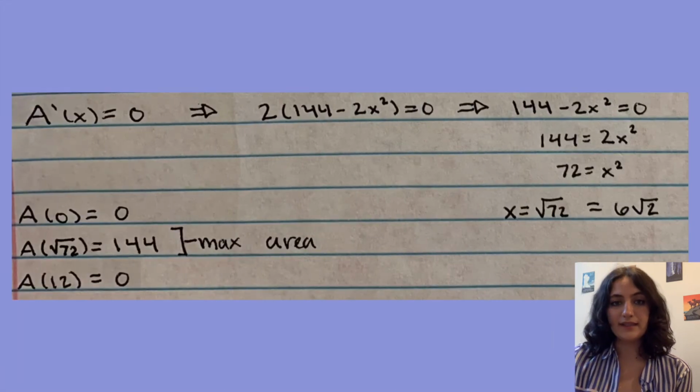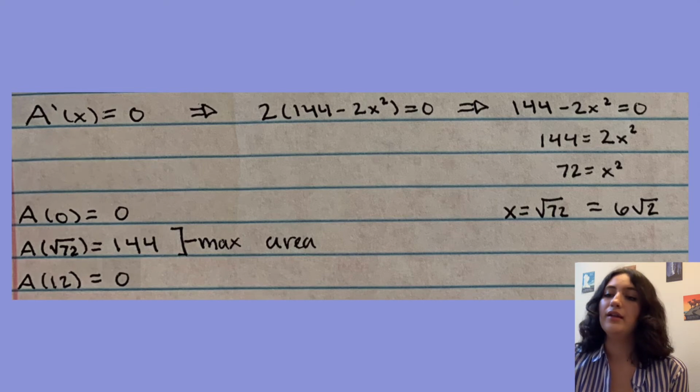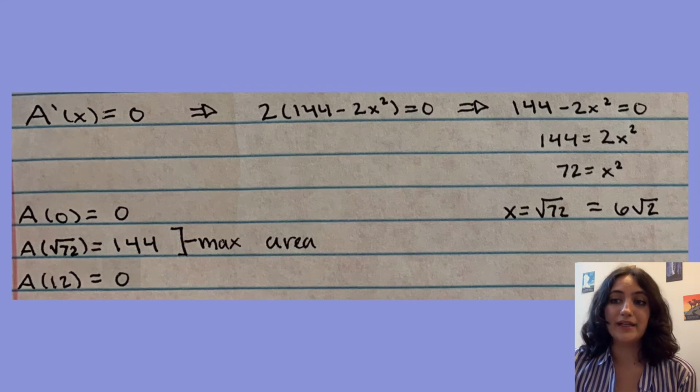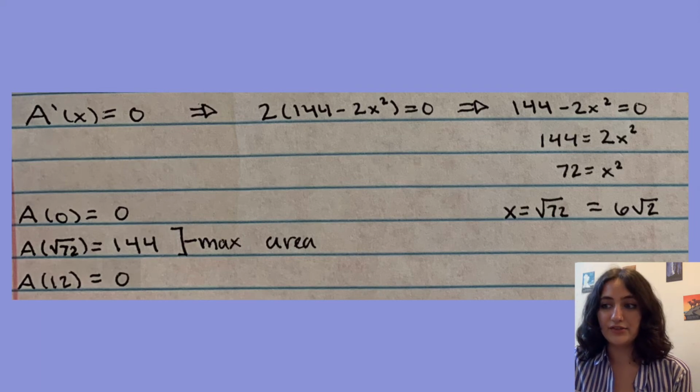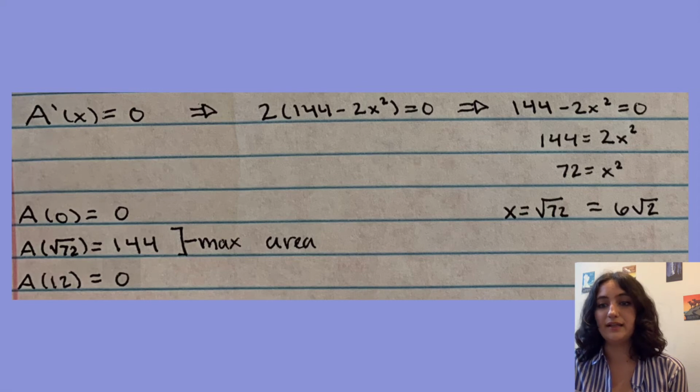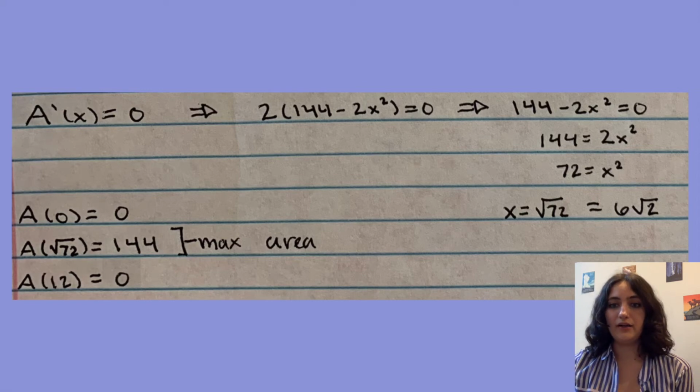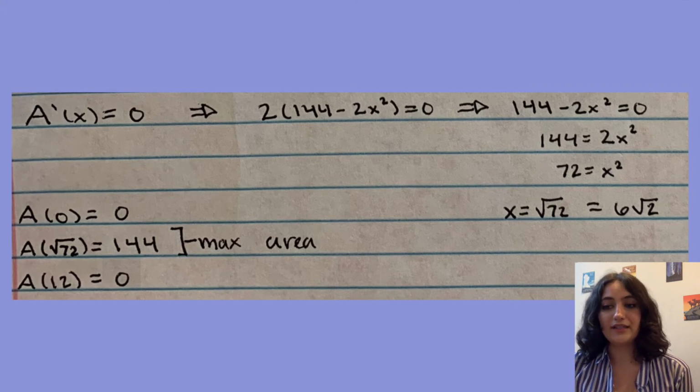From there, we want to set the derivative equal to 0 and plug in to find the x value. So from there, we only need to plug in from the numerator. And so we end up with x equals the square root of 72, which is also equal to 6 times the square root of 2. And then now we want to also plug in our endpoints and our x value to make sure that is the max area that we have found.